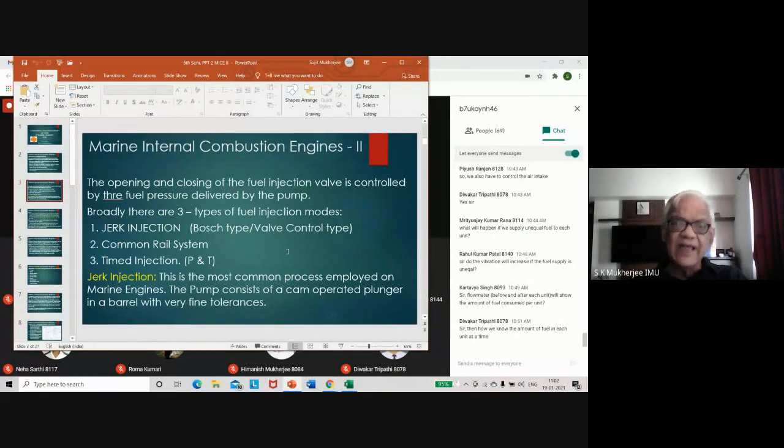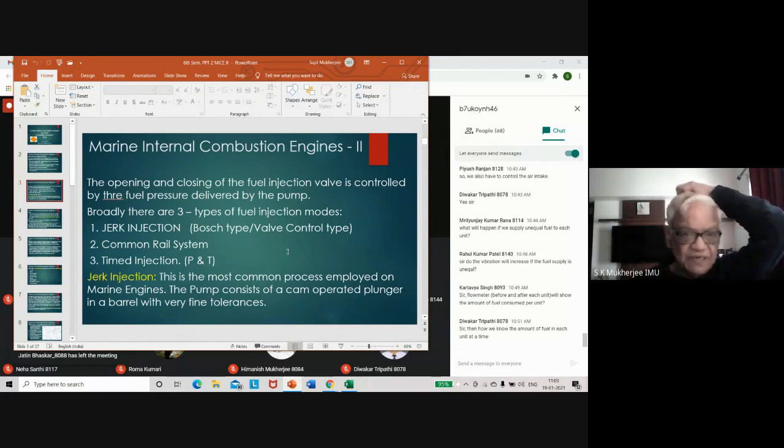Next is timed injection. Timed injection is not a very common process, and I have seen it only on one ship, and that was our Kirloskar engines with Cummins collaboration, and they had the small engines where they had this form of injection. Here you have pressure and time. Oh my God, it's already 11 o'clock. Pressure and time. Let's do this plate and one more plate, then we'll go into the other. Pressure and time are the two factors which determine the fuel injection process here.